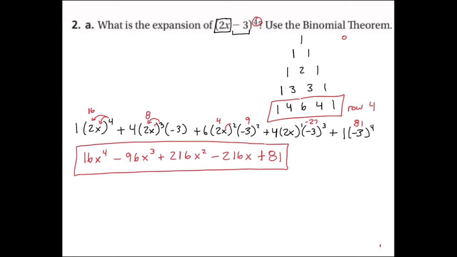Can't remember this method? You can use FOIL or crab claw to do this multiplication. It will take a lot more work, but if you're more comfortable with that method, go ahead and use that method for solving. So you can always go back to using FOIL or the distributive property to multiply this out the long way, or you can use Pascal's triangle and the binomial theorem to make this a little bit quicker, as long as you can remember the rules.